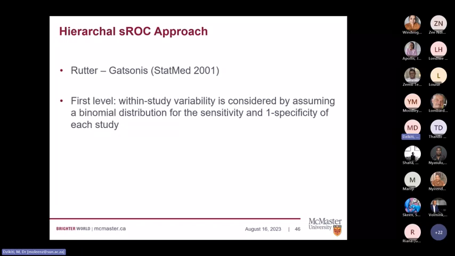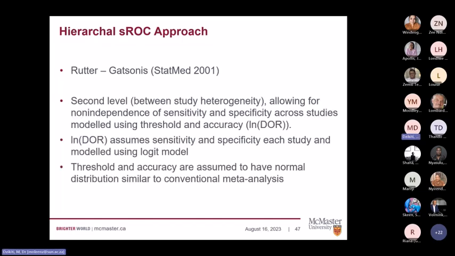So in the first level, the within study variability is considered by assuming a binomial distribution between sensitivity and specificity. Now in the second level, the between study heterogeneity is accounted for by a random effects model on the accuracy, which is the diagnostic odds ratio, and the threshold. So each are assumed to have a normal distribution, which is standard to conventional meta-analysis. So they both have their own normal distribution and they're independent.